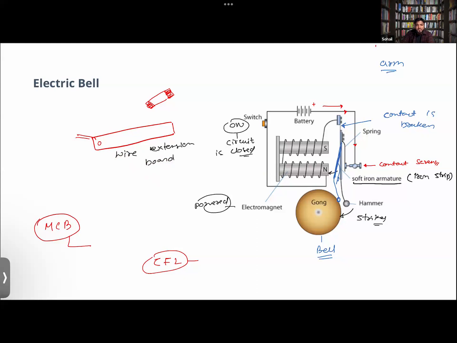Yeah, will the same type of fuse be used? First of all, you guys need to understand, is the energy requirement of a wire extension board or an electric motor the same? Answer this simple thing to me first.